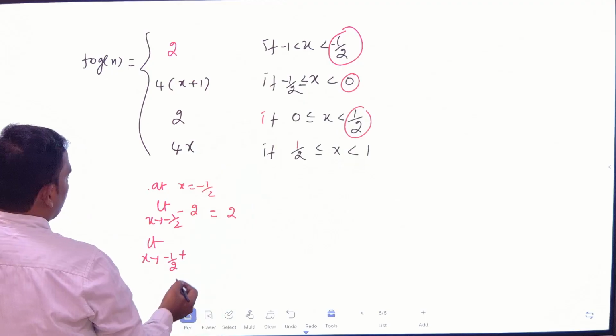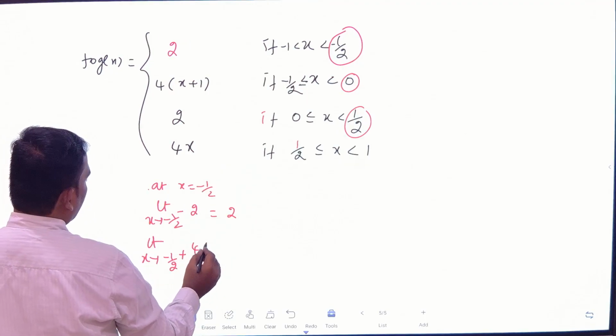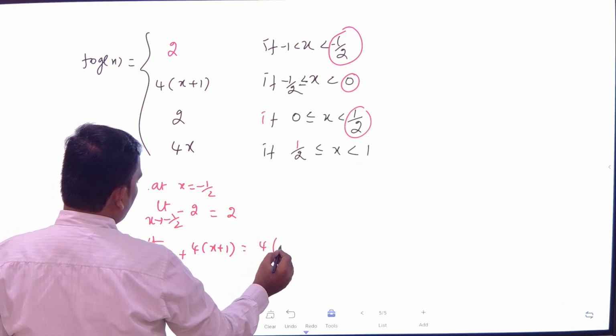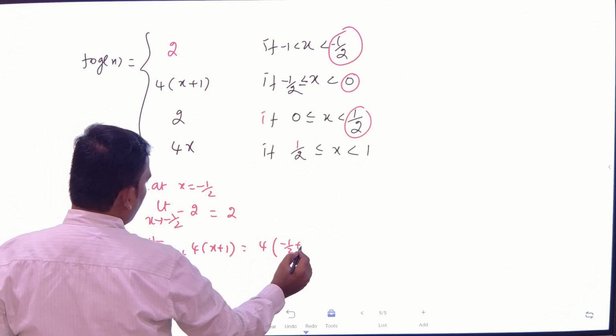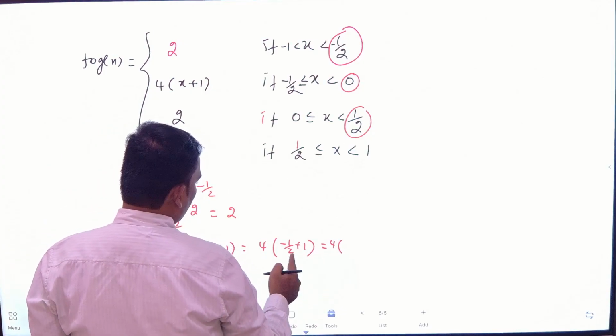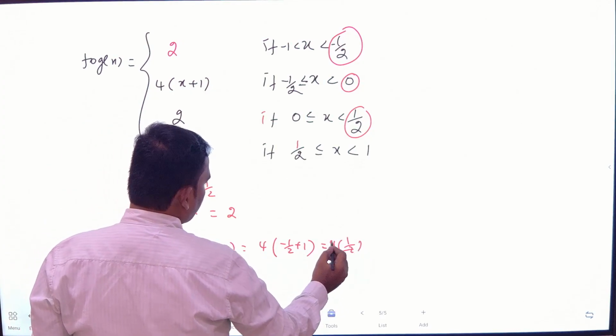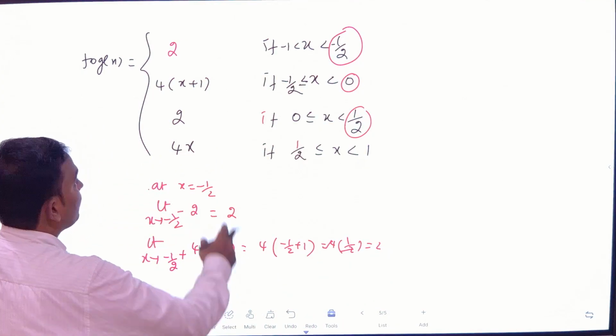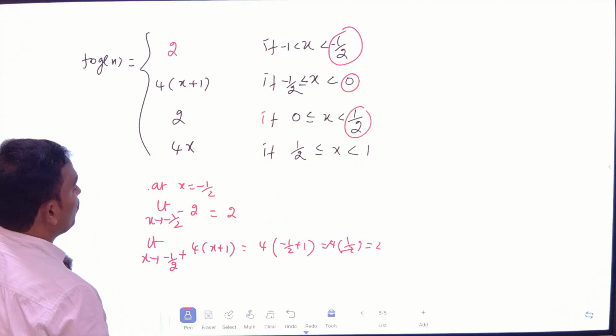If x is more than minus 1 by 2, which function can you take? 4 into x plus 1, right? You can substitute it here: 4 into minus 1 by 2 plus 1. What is the answer? 4 into half, right? This will be 2. You can see the right limit and left limit are the same. Therefore, it's continuous at x equal to minus 1 by 2.